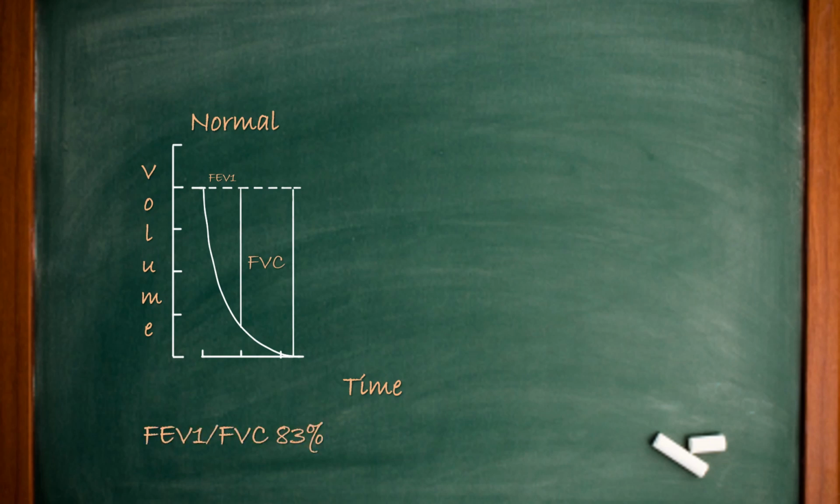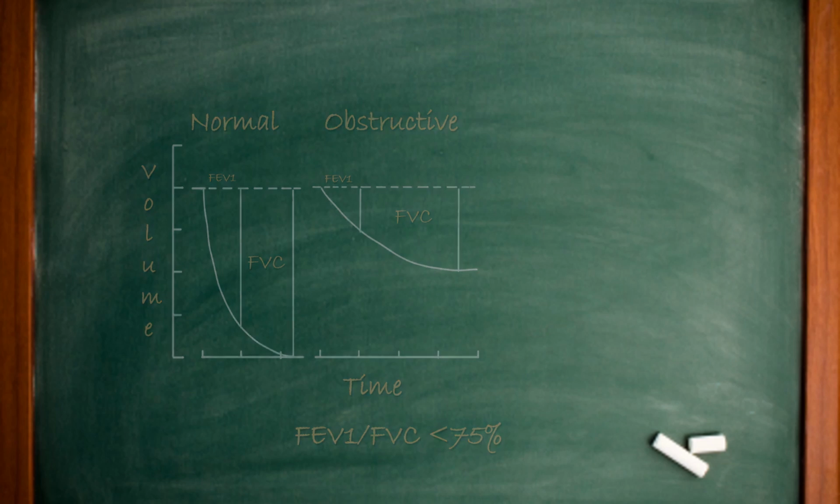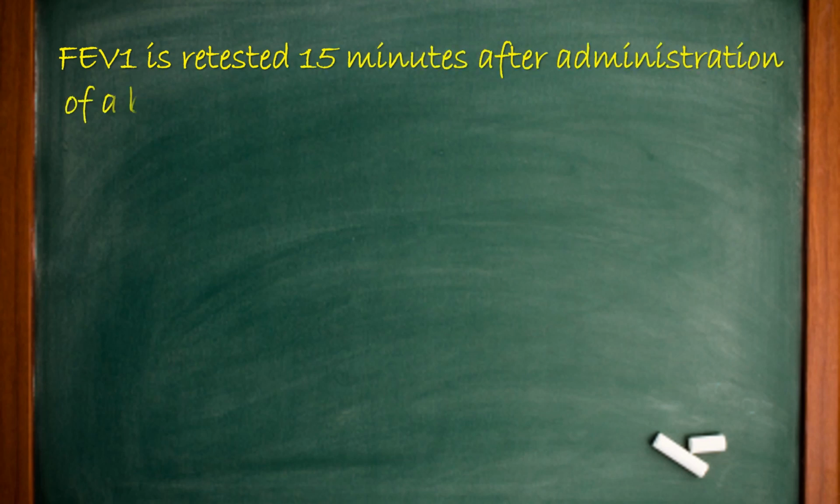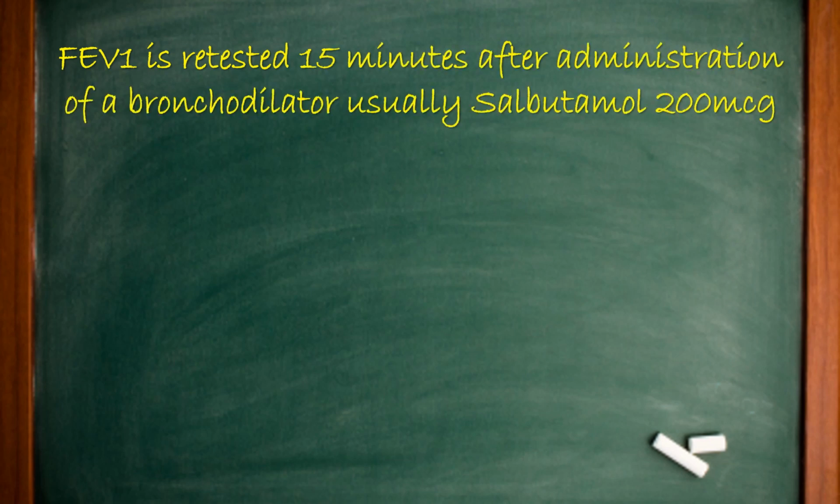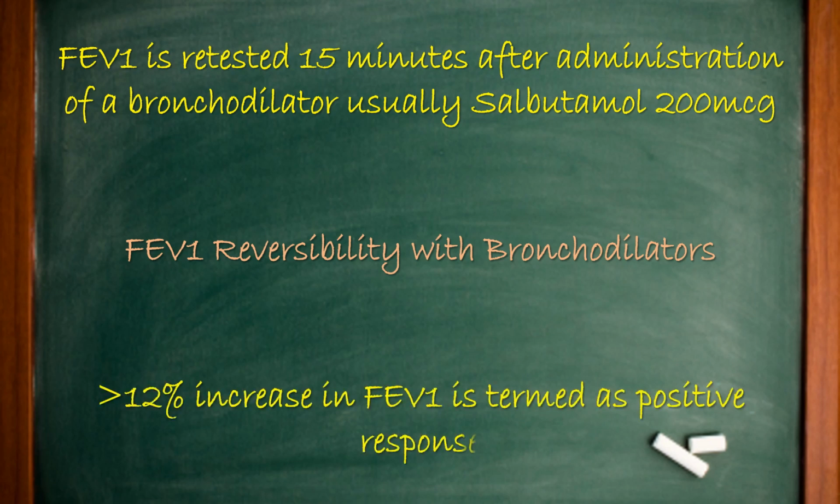So now what happens in a patient with a small airway obstruction? As we can see here, not only is the exhalation prolonged, but the volume exhaled in the first second is also pretty low, sometimes going as low as 30 to 40%, and thus the FEV1 by FVC ratio will be less than 75%. Now what we do here when the FEV1 by FVC ratio is less than 75% is that we recheck the FEV1 15 minutes after inhaled administration of a bronchodilator, usually salbutamol 200 mics, a test known as FEV1 reversibility with bronchodilators. An increase of more than 12% in the FEV1 is termed as positive.